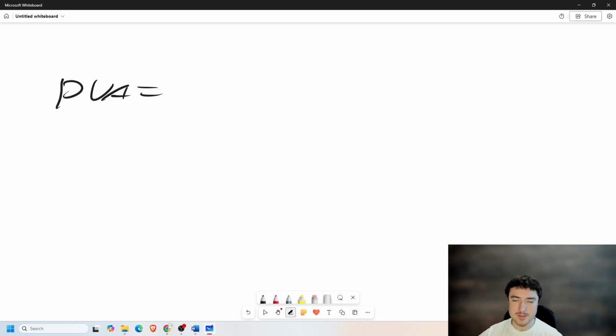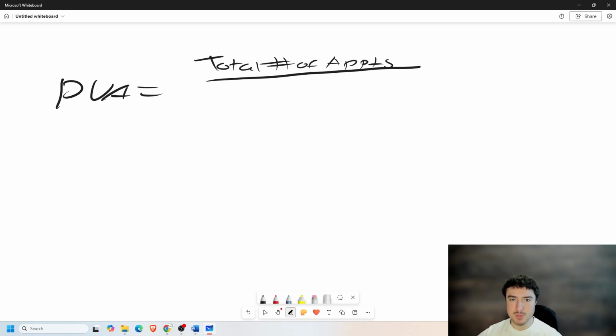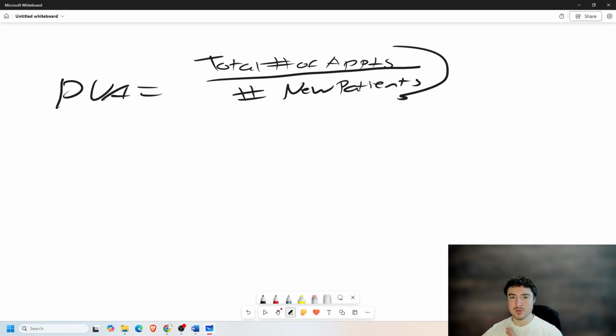PVA is calculated by taking the total number of appointments over a period of time, dividing that by the number of new patients over that same period of time. And this will tell you, on average, how many times a patient will come to see you. Now, usually you want to calculate this number over a longer period of time, say a period of 6 months or so. And the reason you want to do that is because over a longer period of time, it can be a pretty good indication of how much your patients trust you and are satisfied with your service.